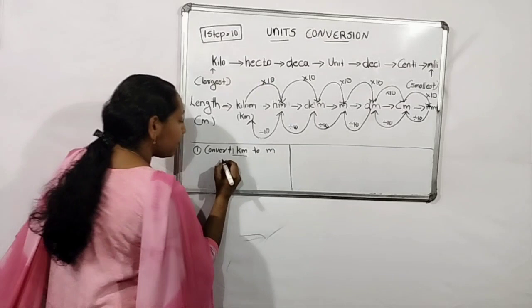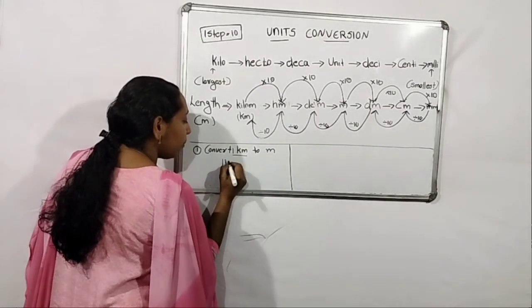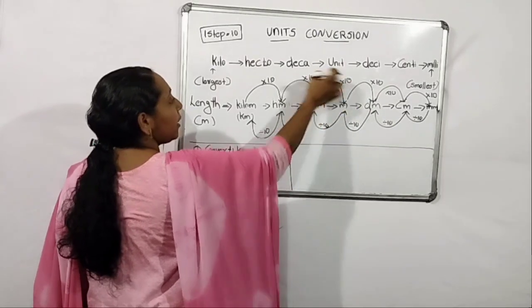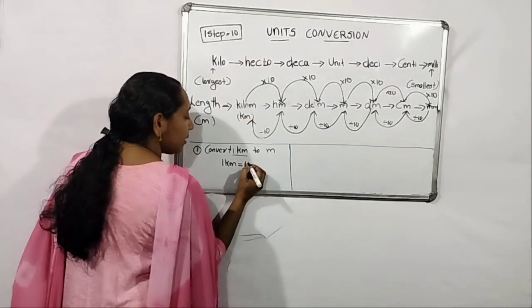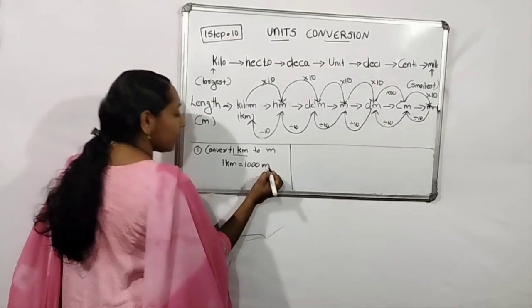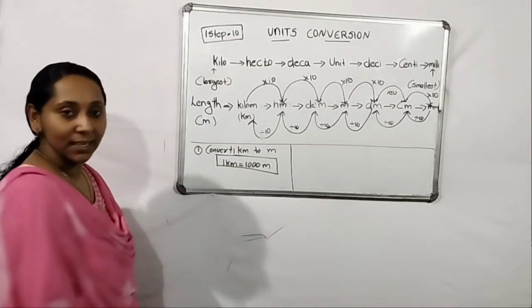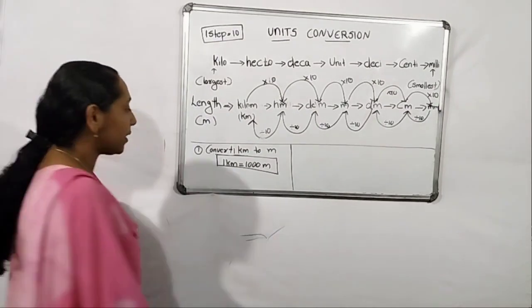That means 1 kilometer equals 3 times multiplied with 10. So 10 into 10 into 10. What is your answer? 1000 meter. That means 1 kilometer equals 1000 meter. Okay. Another example.